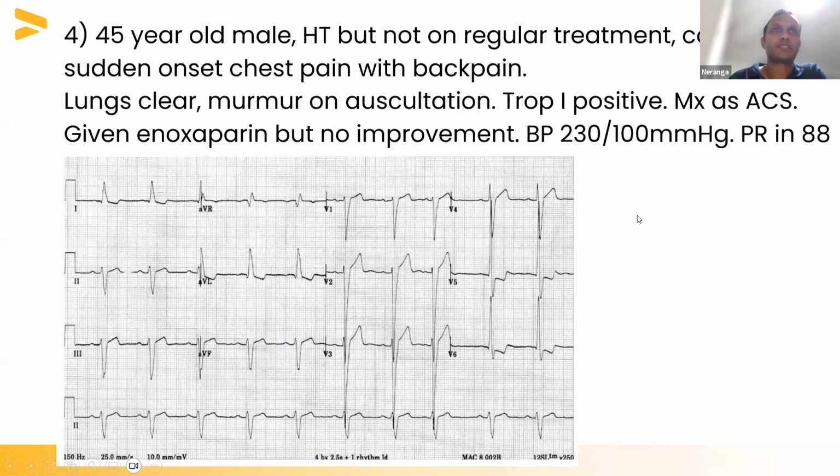Right. So this is a 45 year old patient with hypertension, but not on regular follow-up, coming with sudden onset chest pain with back pain. Lungs clear, there's a murmur on auscultation, troponin is positive, and the patient is managed as ACS. This is a true patient, and this ECG is not the patient's, but a similar type of ECG. The blood pressure is 230 by 100, and the pulse rate is around 88. Any idea? What do you think about this patient and the ECG?